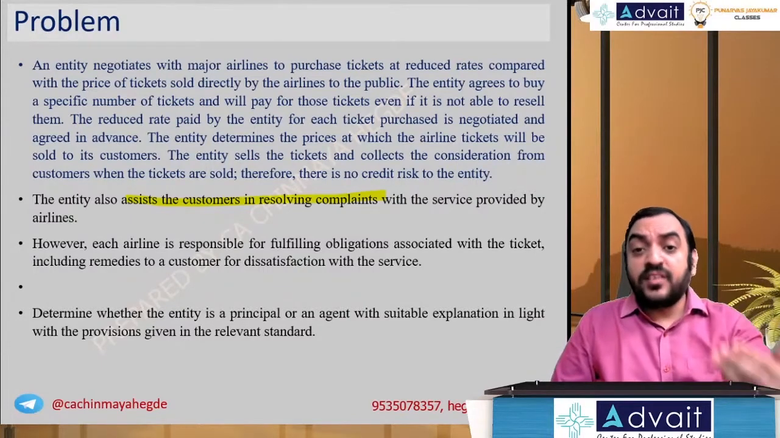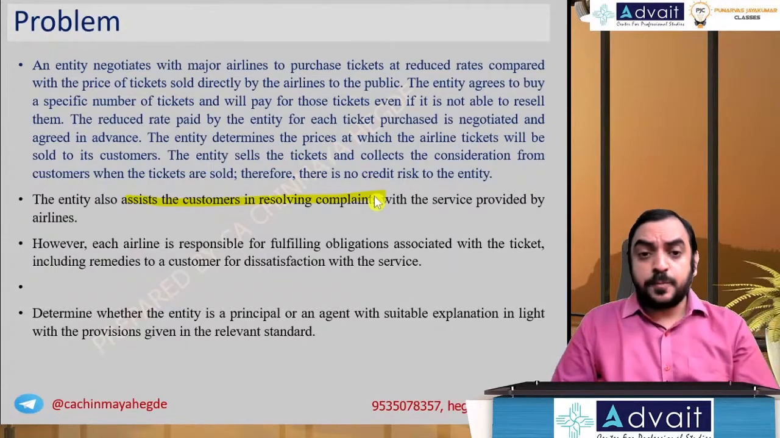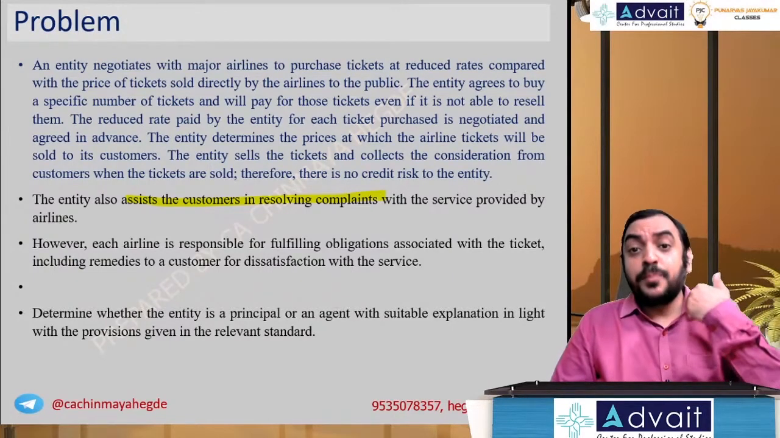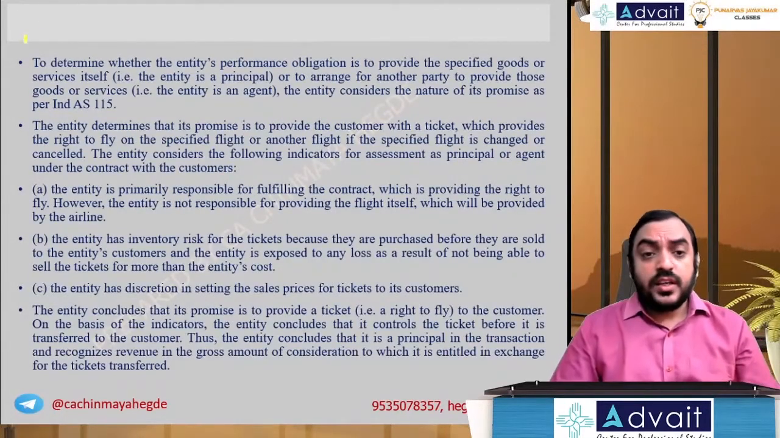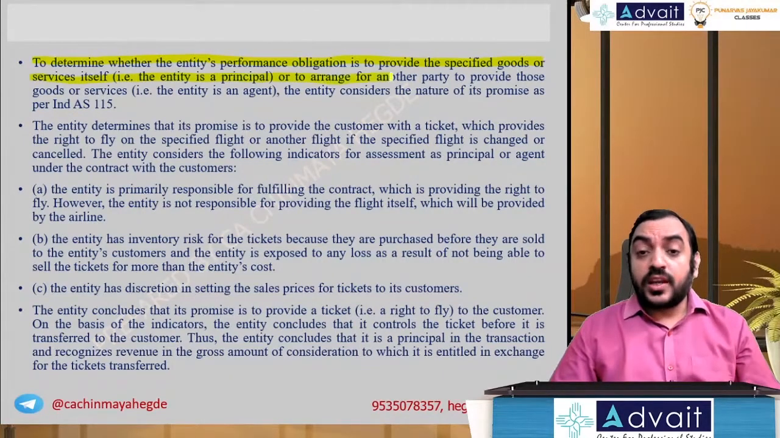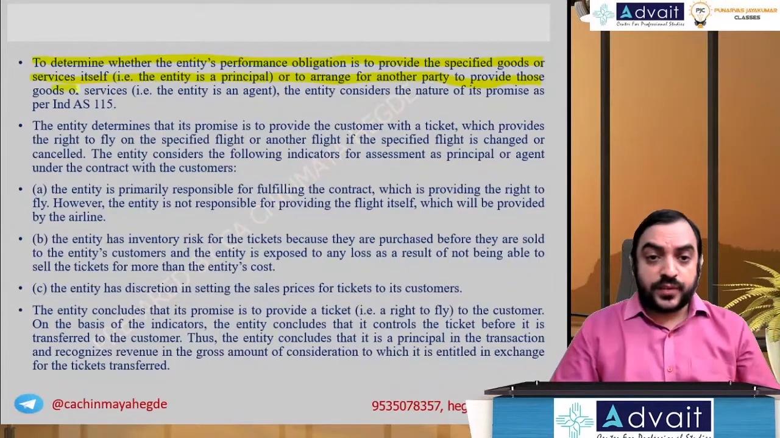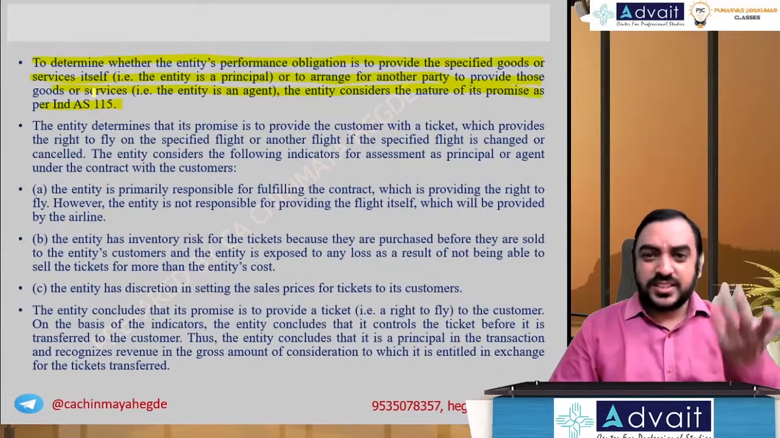So looking at this inventory risk, looking at this price discount freedom, it looks like it's the nature of a principal rather than an agent. We'll see what the institute has given as a solution. To determine whether the entity's performance obligation is to provide specified goods or services itself, so the entity is a principal, or to arrange for another party to provide those goods or services, the entity considers the nature of its promise as per Ind AS 115. Why should they tell this? It is decided as per Ind AS 115. That much they could tell.